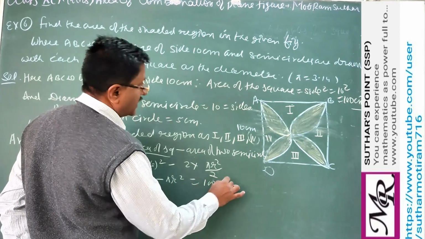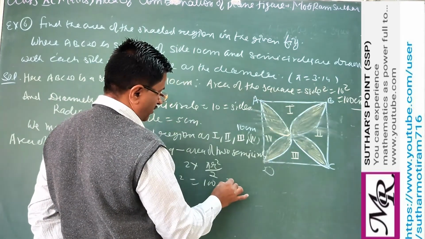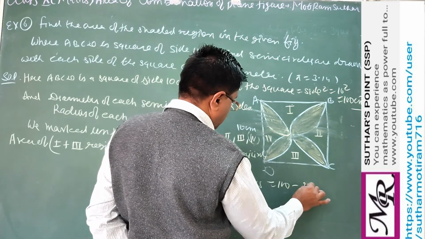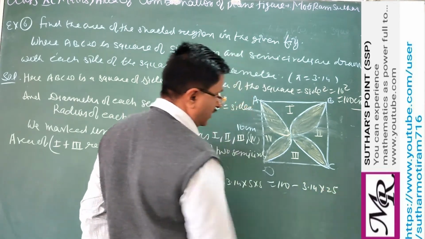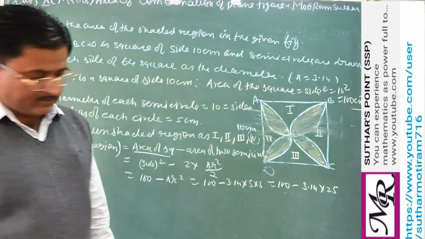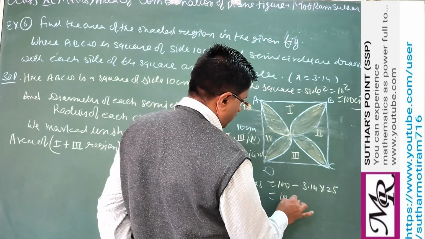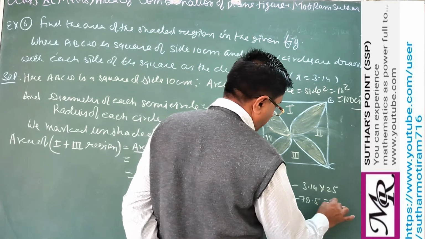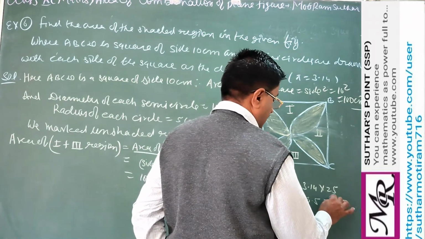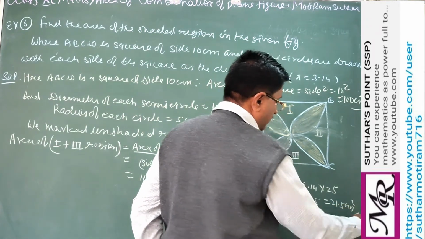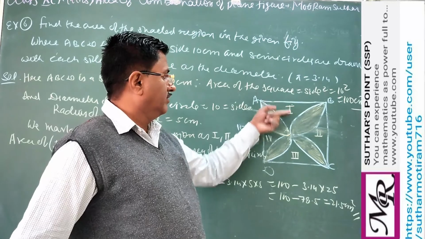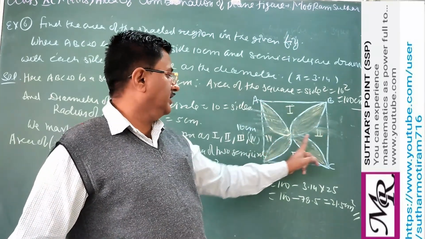So 100 minus, say we use pi as 3.14 into r, 5 into 5. So 100 minus 3.14 into 25. So this is 78.5 if you multiply. So 100 minus 78.5, if you subtract, that will give you 21.5 centimeter square. So what do we get? This is the area of the third and first region. The same will be the area of the unshaded region 2 and 4.